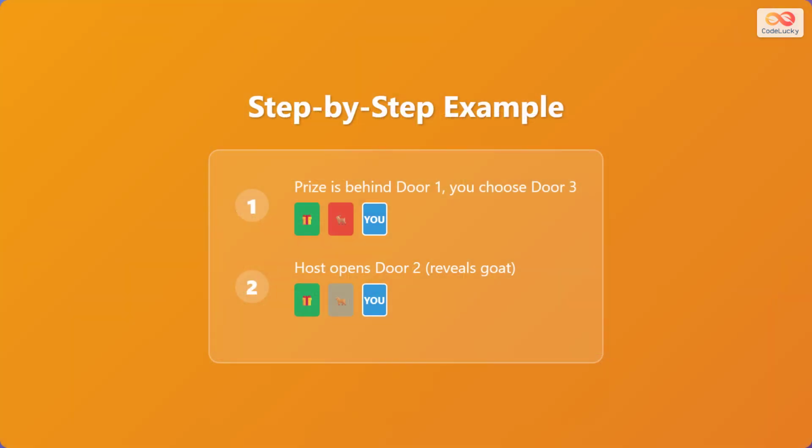Let's see a step-by-step example. Suppose the prize is behind door number 1, and you initially choose door number 3. The doors have a gift, a goat, and your choice labeled on them respectively. The host then opens door number 2, which reveals a goat. This leaves you with the option to switch from your initial choice, door number 3, to door number 1.